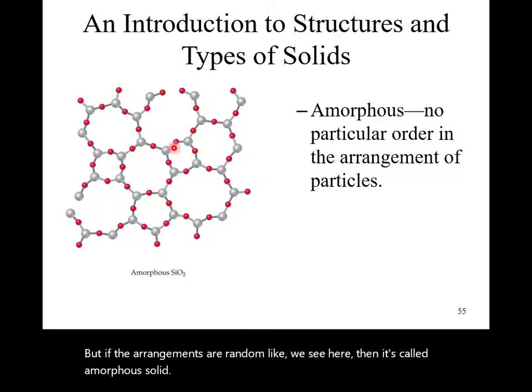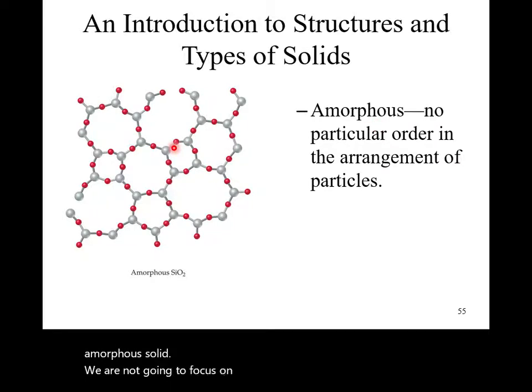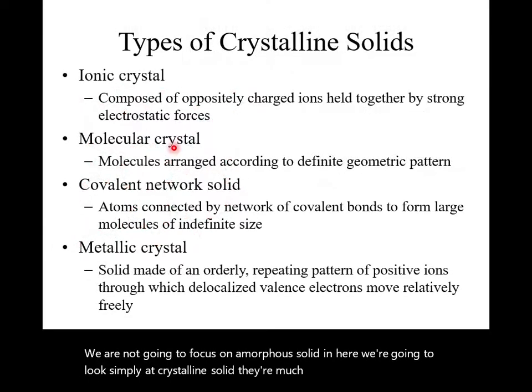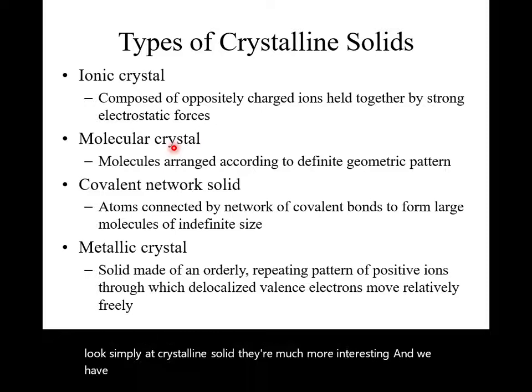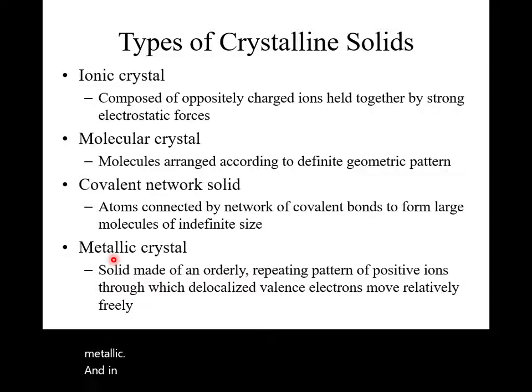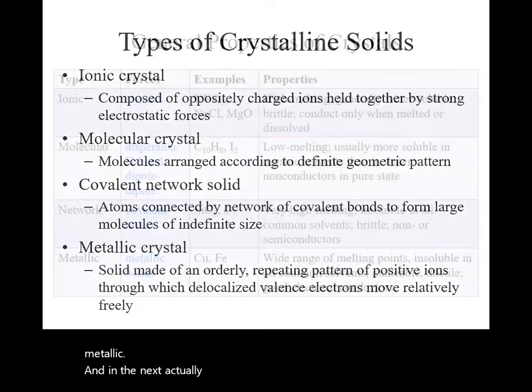We are not going to focus on amorphous solids here. We're going to look simply at crystalline solids. They're much more interesting. And we have four types of crystalline solids: ionic, molecular, covalent, and metallic. And in the next table, you'll see what we're talking about.